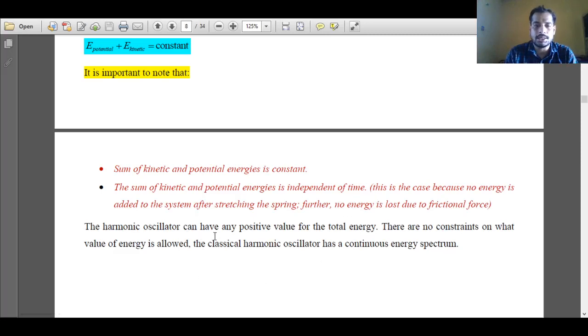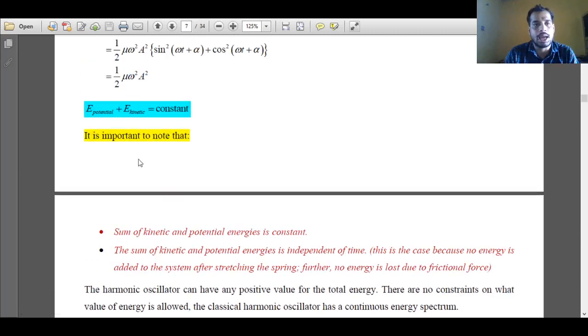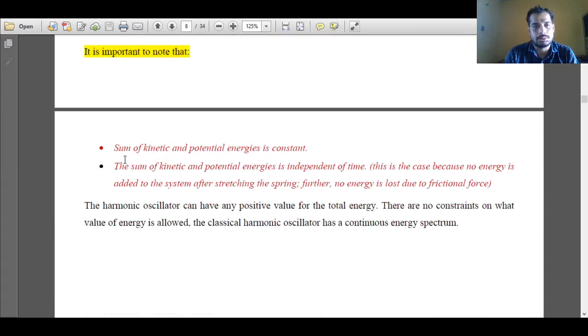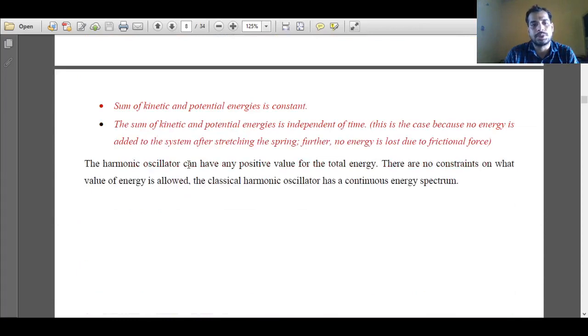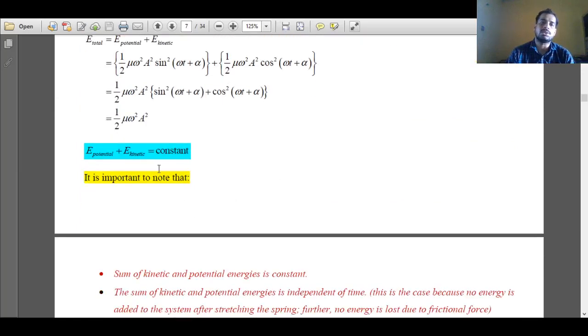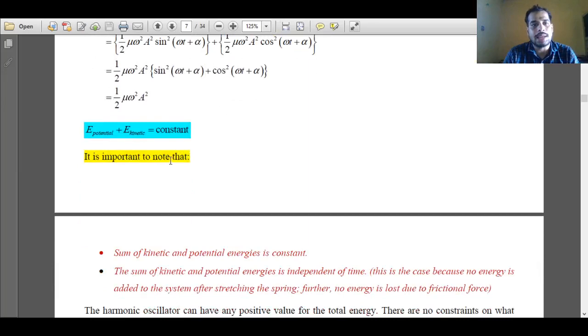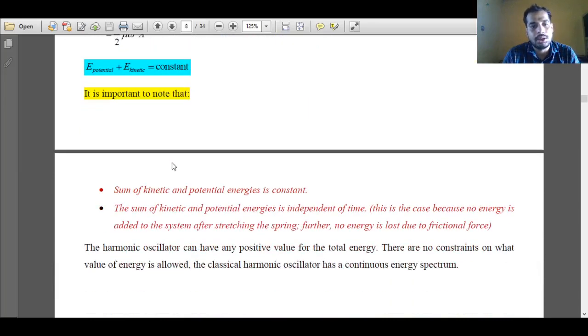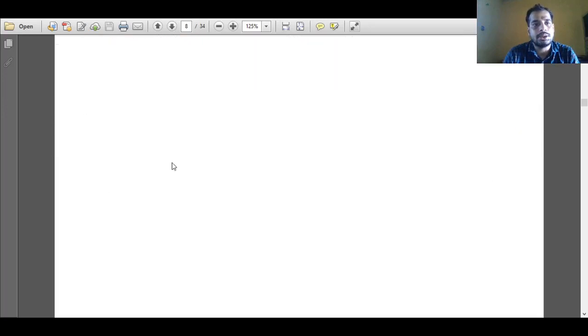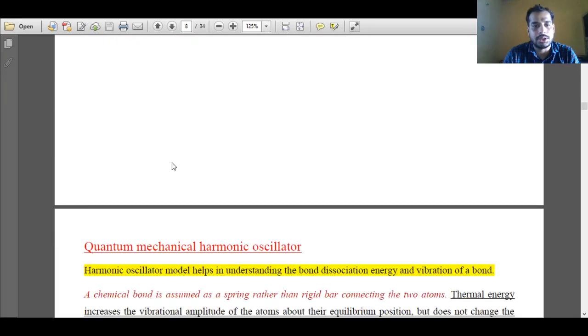The harmonic oscillator can have any positive value for total energy. There is no constraint on the value of energy, so each value of energy is allowed. The total energy can have any positive value; the classical harmonic oscillator has a continuous energy spectrum. There is no discreteness associated with the total energy. So this is all about the classical harmonic oscillator. We have not introduced quantum mechanics yet. In the next session we will introduce quantum mechanics to our harmonic oscillator problem.